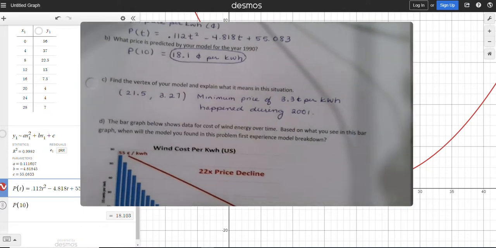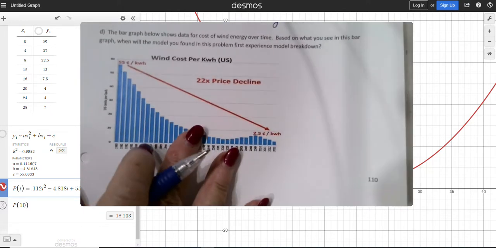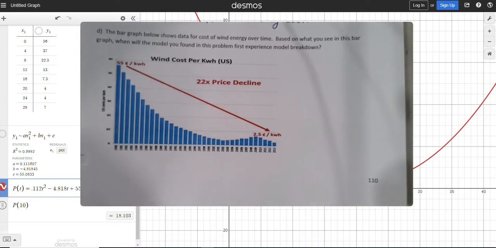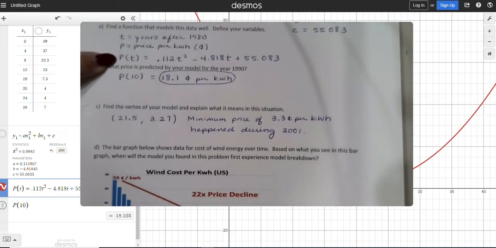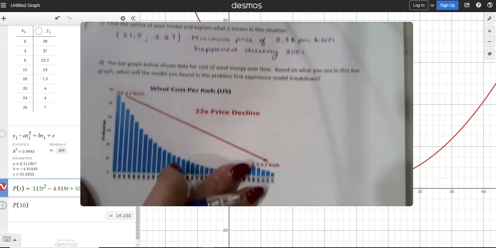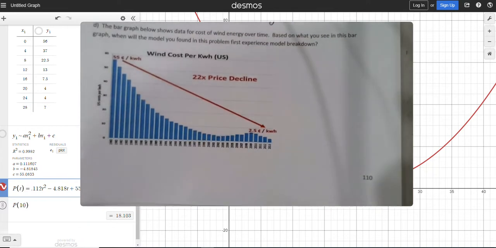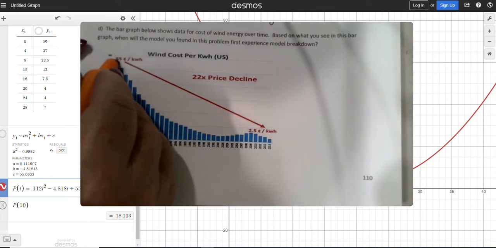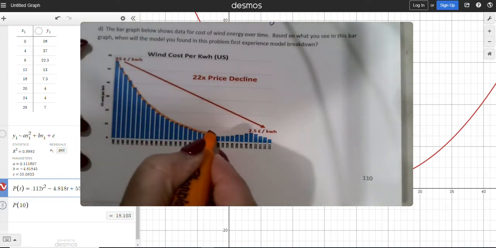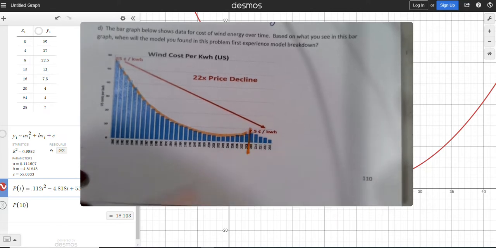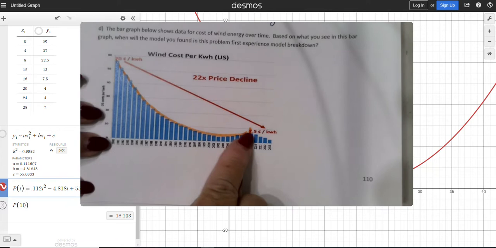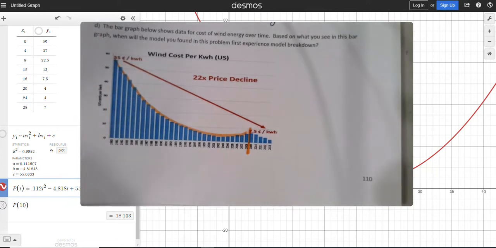All right. This is actually the source data that I used for you. And the bar graph here shows us our data for cost of wind energy over time. Based on what we see in this bar graph, when do you think our model that we found up here is probably going to break down? Well, what I see here is this seems to follow a reasonable parabola for a while, but then somewhere right around in here, right, we start having a problem because now it starts coming down again, which a parabola would not do.